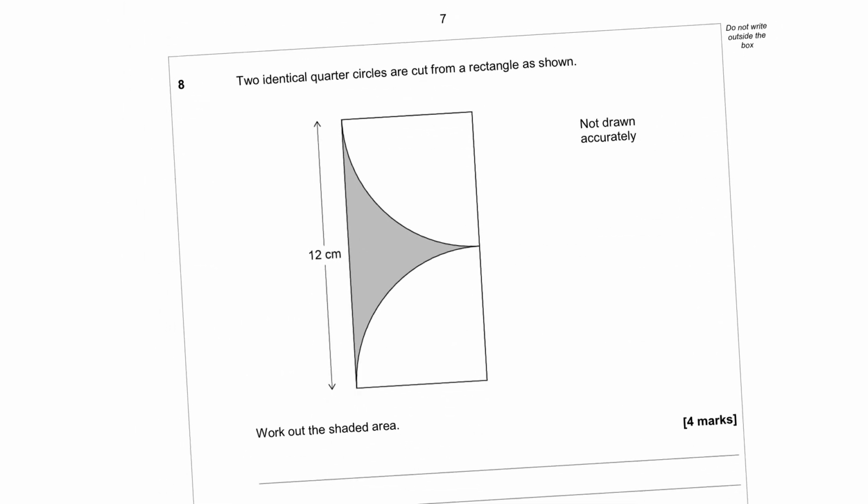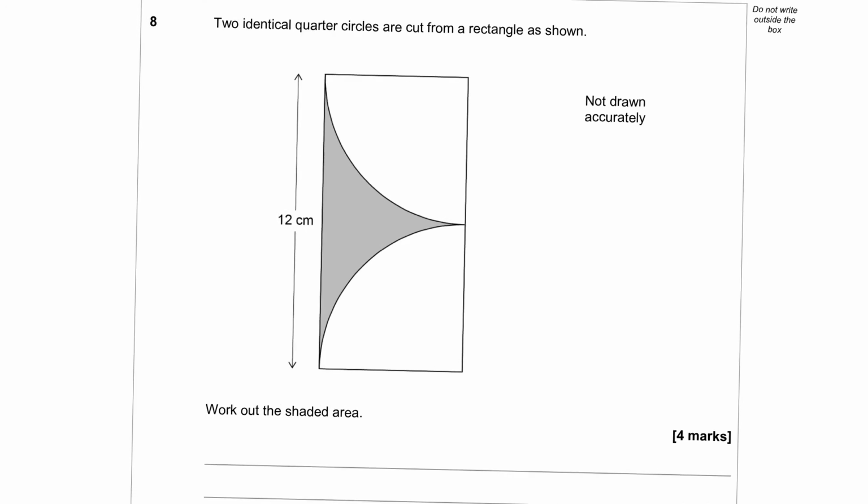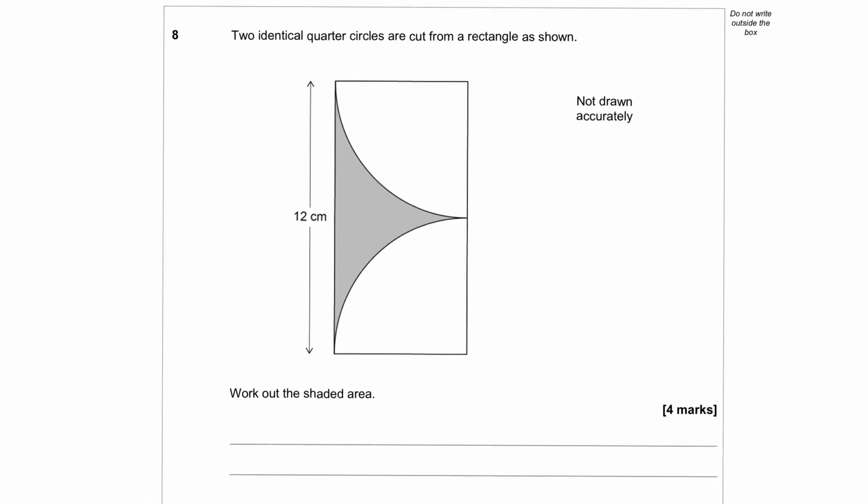Okay, having a look at question 8. It says we've got two identical quarter circles that are cut from a rectangle as shown, and it wants us to work out the shaded area. First things first, it's given us one of the lengths, which is 12 centimeters. We can see that the two circles touch each other nicely, so that 12 centimeters can be split up into 6 centimeters and 6 centimeters.